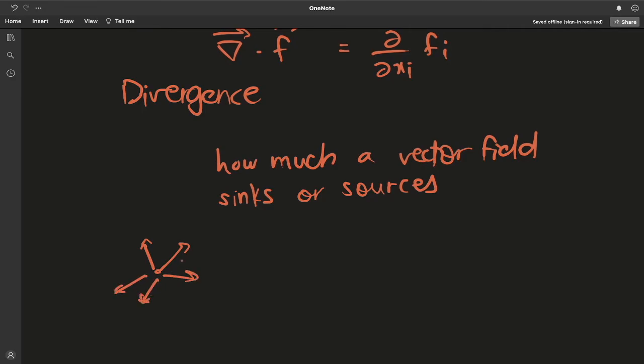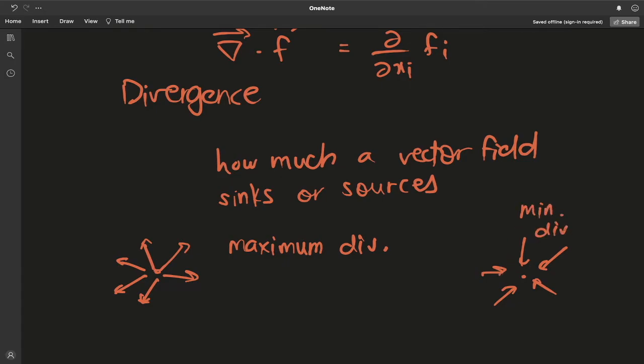This is again a two-dimensional version. So there's like a source here that's generating the vector field lines. This has maximum divergence, and something that is like a sink, stuff is going in. It has the minimum divergence. It has the least, like it's the highest negative, lowest negative value actually. So this is actually what it is.